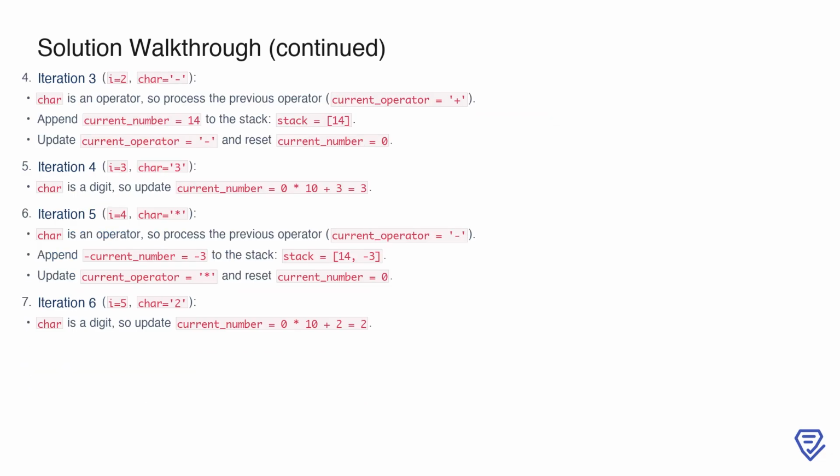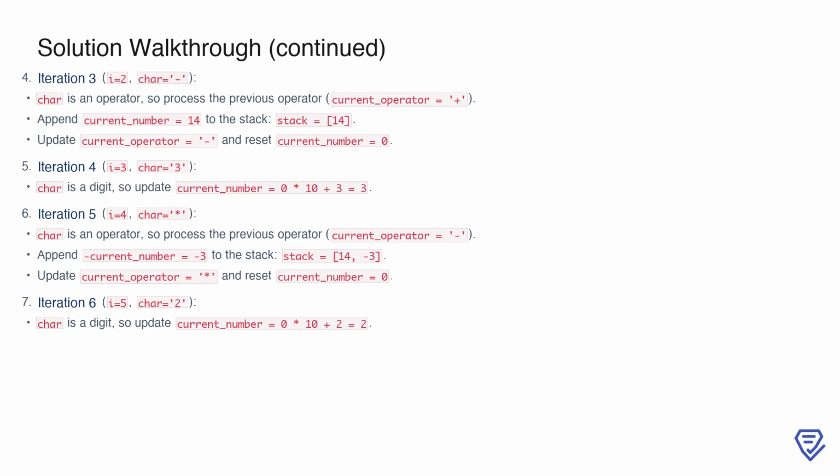In the third iteration, the character is dash, an operator. We process the previous operator, which is plus. This means we append current_number, which is 14, to the stack. The stack now contains 14. We then reset current_number to 0 and update the current_operator to dash. In the fourth iteration, the character is 3, a digit.